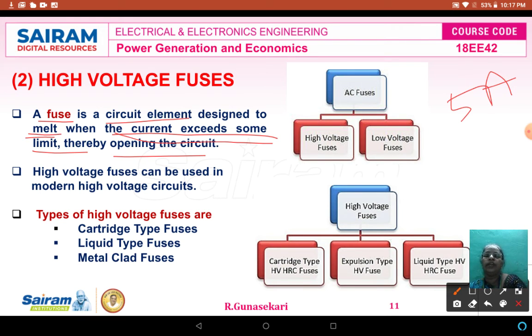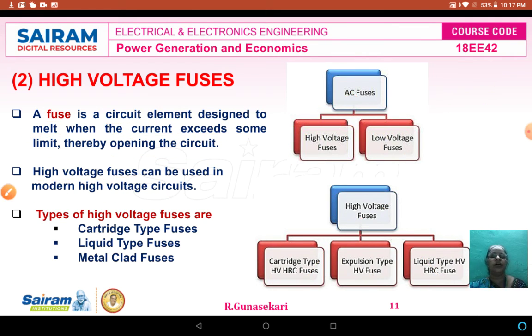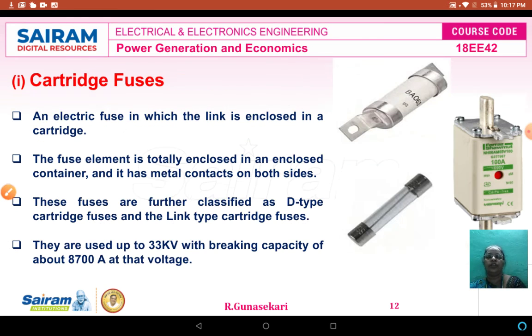High voltage fuses can be used in modern high voltage circuits. I am putting these images here for your remembering purpose. AC fuses are classified into high voltage fuses and low voltage fuses. We study only high voltage fuses, which are classified into cartridge type fuses, expulsion type fuses, and liquid type fuses. Now you can study all three types of high voltage fuses in detail.